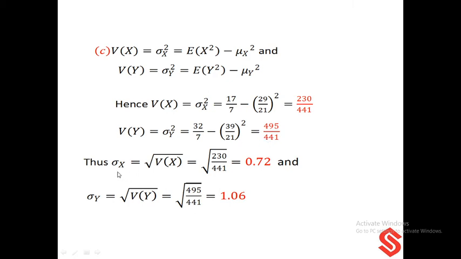Then standard deviation in x, that is sigma x is equal to the square root of the variance, square root of 230 by 441, that is 0.72, and standard deviation of y is equal to square root of V of y, that is square root of 495 by 441, that is equal to 1.06.